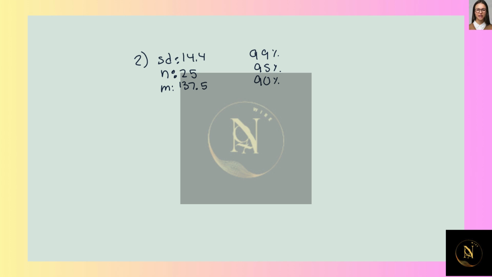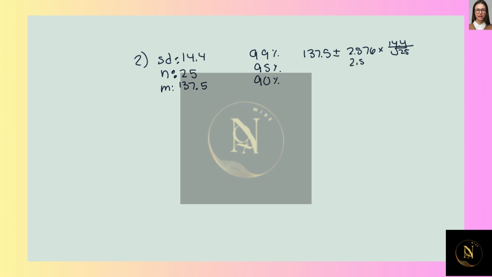So this is how it's going to go. You're going to do 137.5 plus or minus the 99% confidence interval z-score of 2.576, multiplied by the standard deviation of 14.4 divided by the square root of 25. So 14.4 divided by 5, that's 2.88.